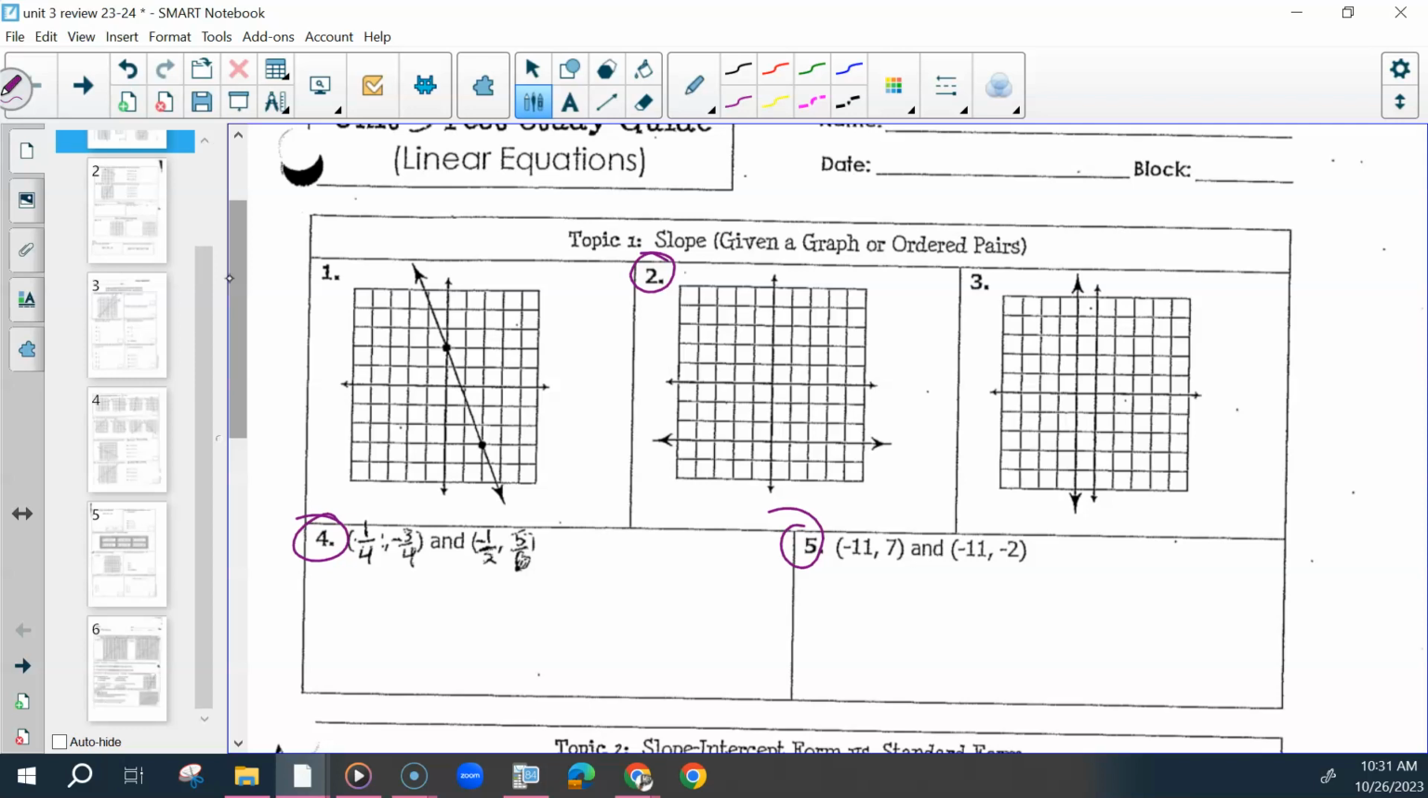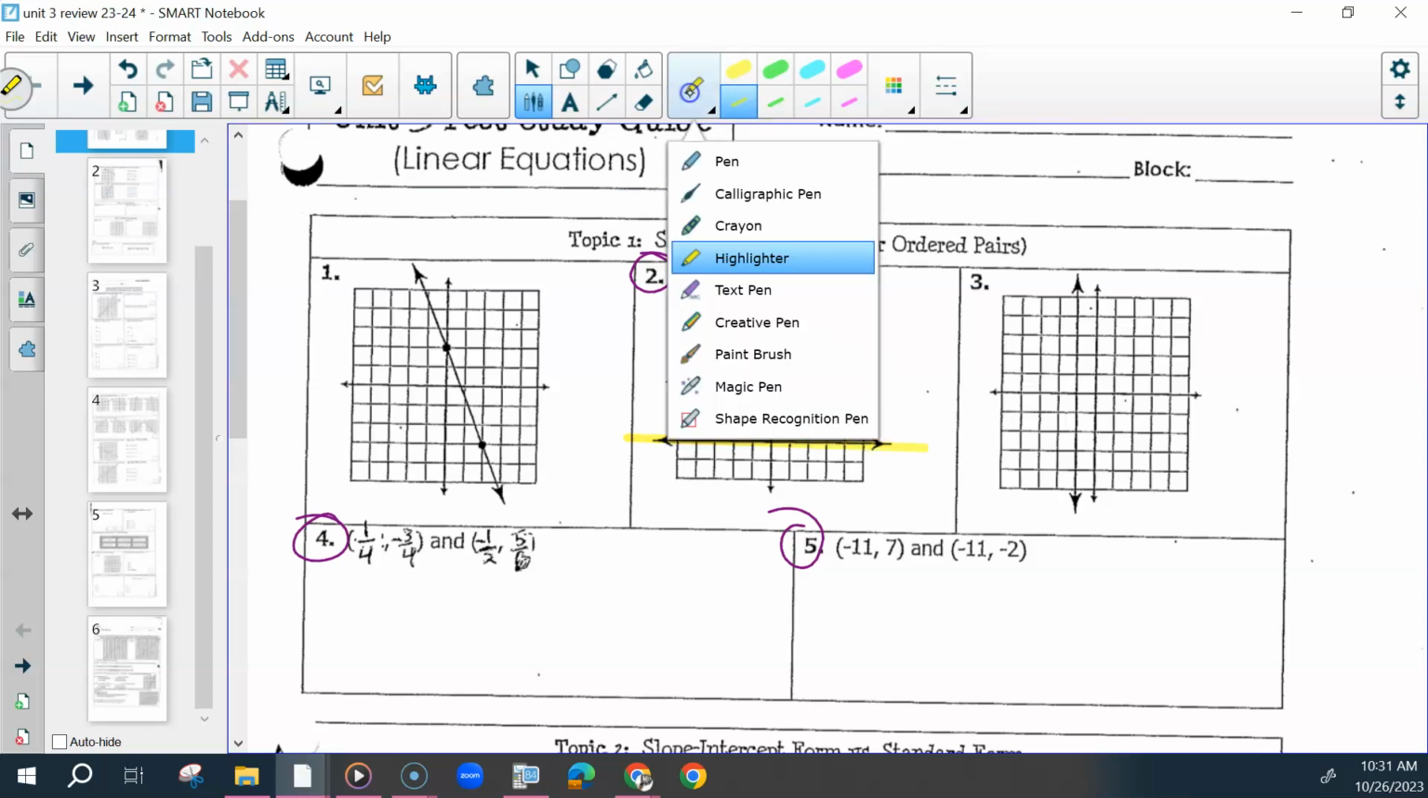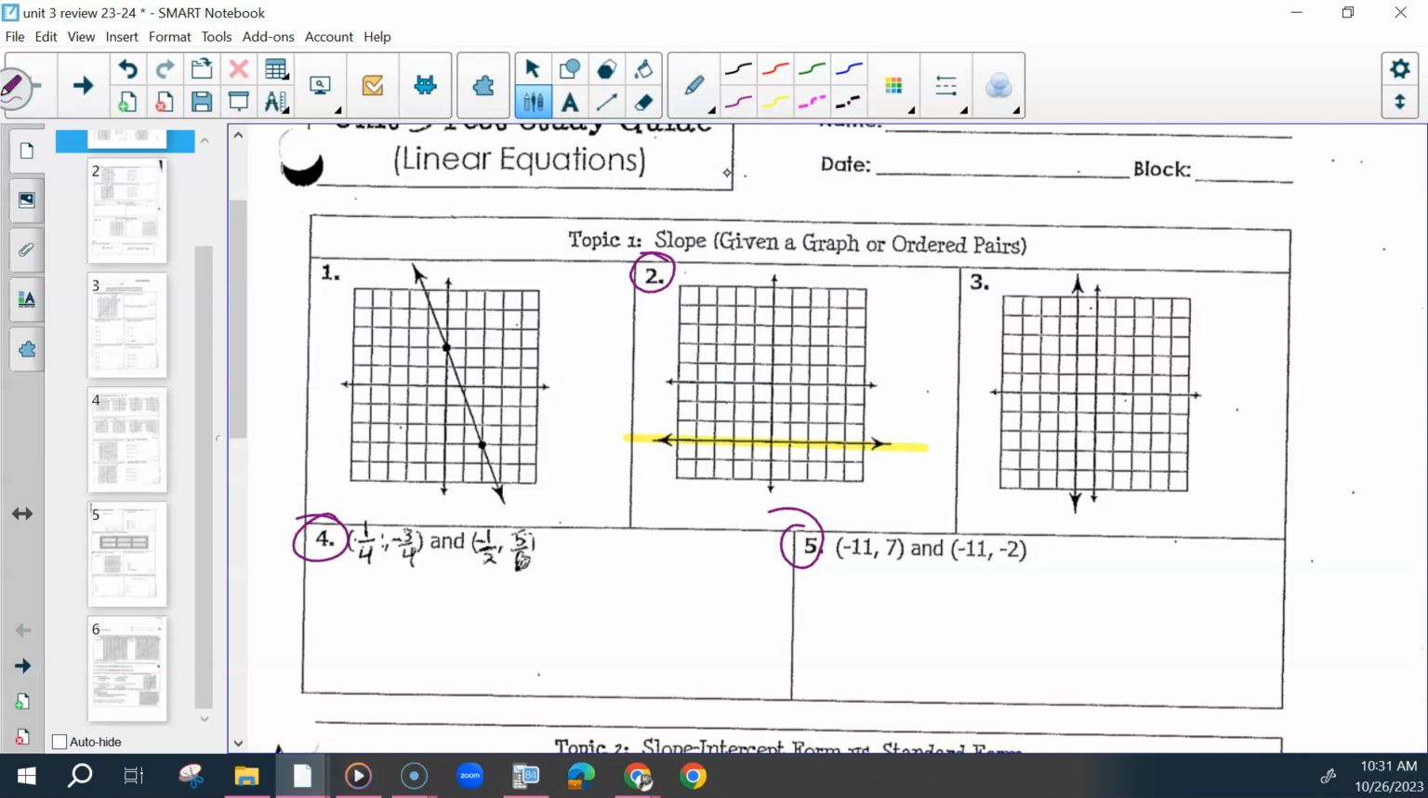So 1, 2, and 3 are defining the slope. This is a horizontal line, just in case you didn't realize this was a line. If we have a horizontal line, what is your slope? 0. Questions on that one? And when it's vertical, it is undefined.